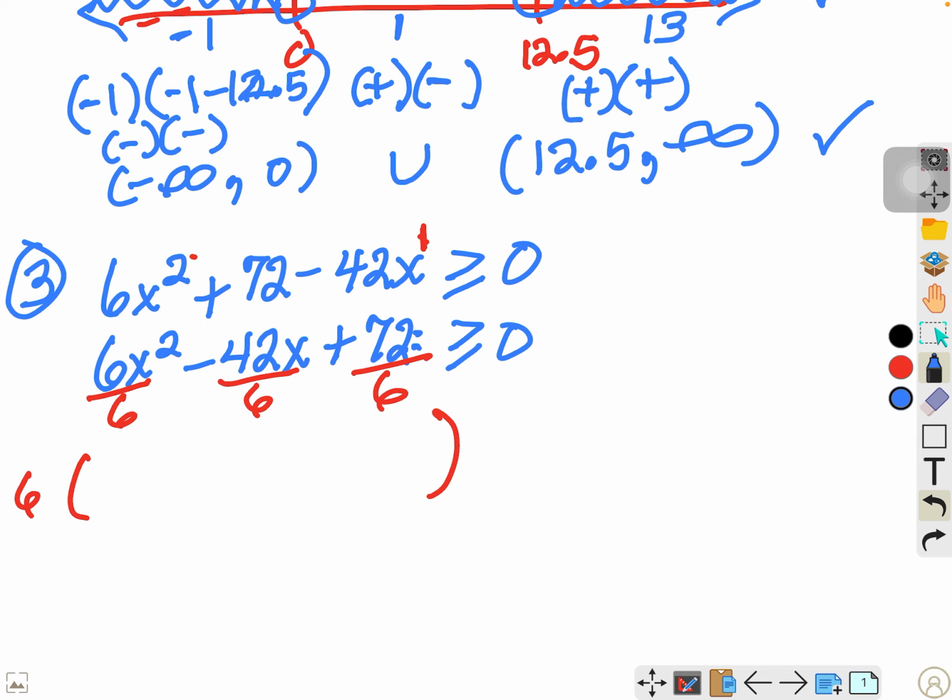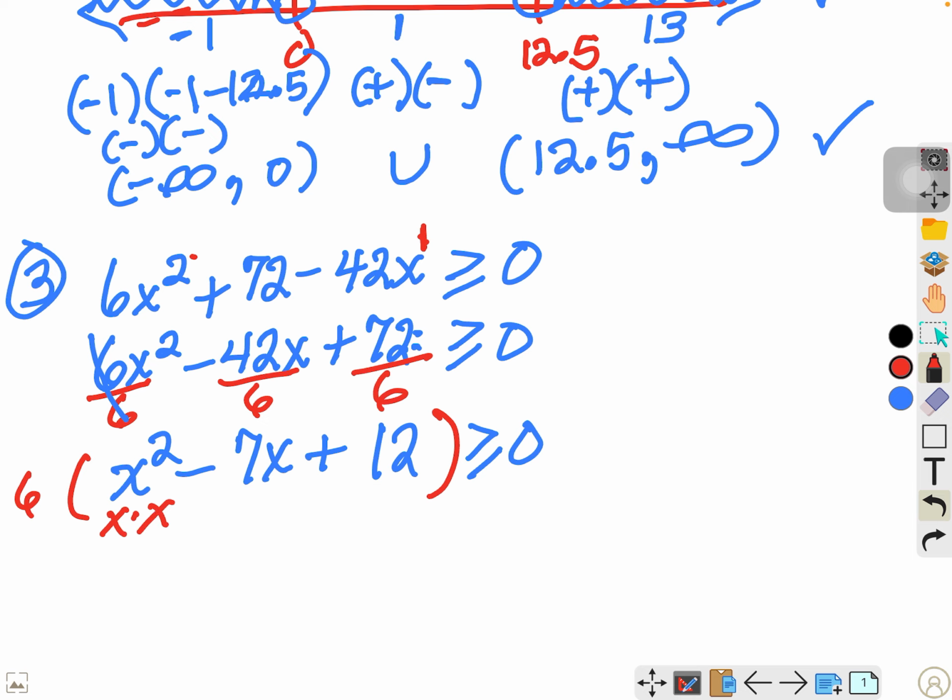And what remains is x squared, because 6 divided by 6 is 1. 1x squared is just an x squared. 42x divided by 6, subtract 7x. And the constant 72 divided by 6 gives us 12. All greater than or equal to 0. And now I want to factor this polynomial. X times x is my one and only choice for the first term.